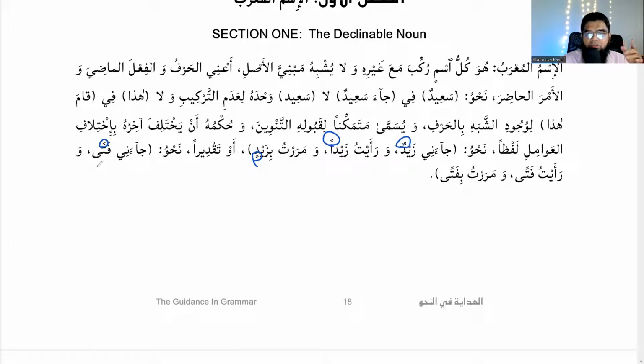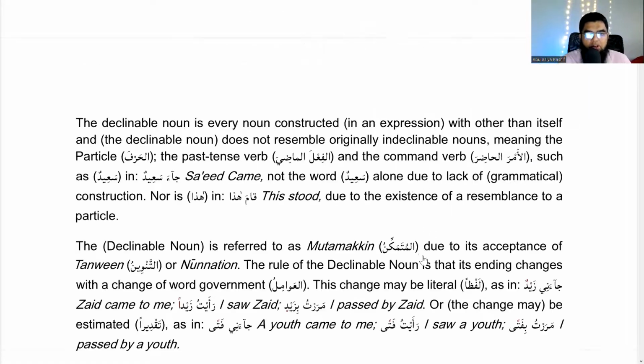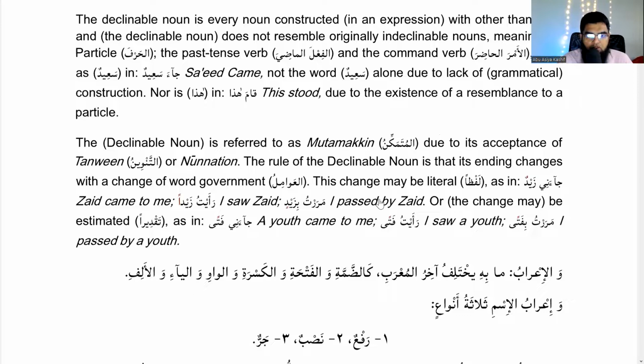Assumed. All this, if you've done the Medina books, comes in lesson 1 of Medina book 3. ورأيت فتى. فتى again. مررت بفتى. So مقدرة. This is estimated. Because it was فتيان, بفتيين, we don't say all that. So it says مقدرة. So you can see لفظاً. You can see the ضمة and the كسرة literally.